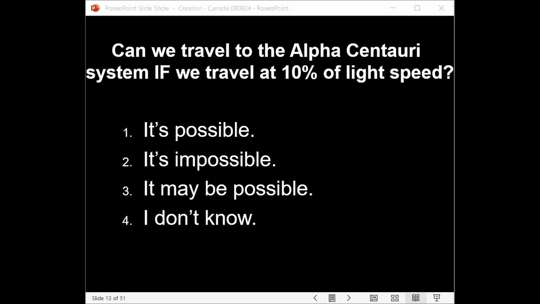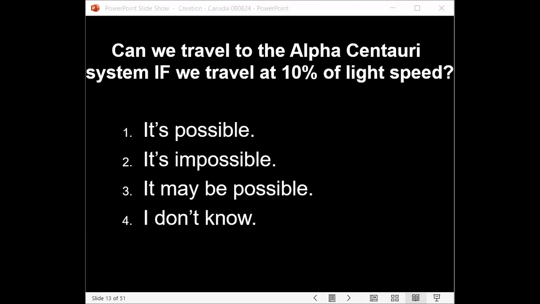So another question here: can we travel to the Alpha Centauri system if we can travel at 10% of the speed of light? What is your answer now? 10% speed of light. It takes less than 50 years to get there. So mathematically, it works.